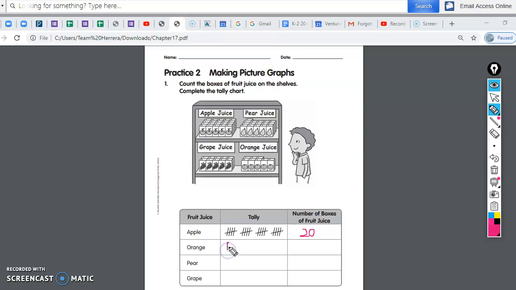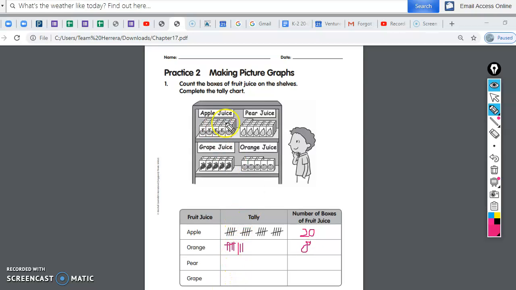So I'm going to make my tally marks. Remember, we do them in 5. So 1, 2, 3, 4, and then across 4, 5, and then 1, 2, 3 more, and that gives me a total of 8.